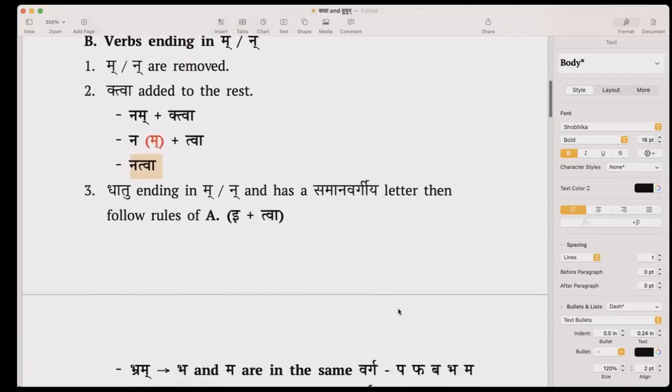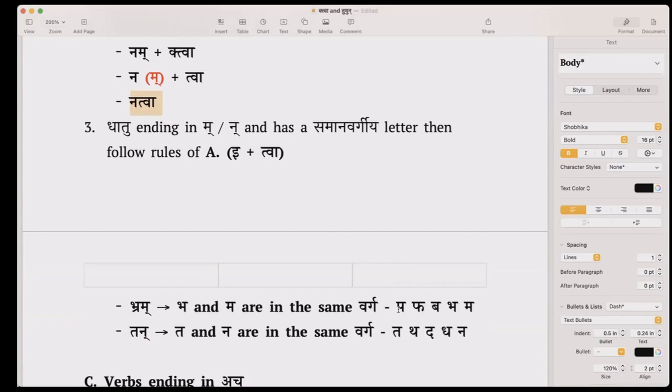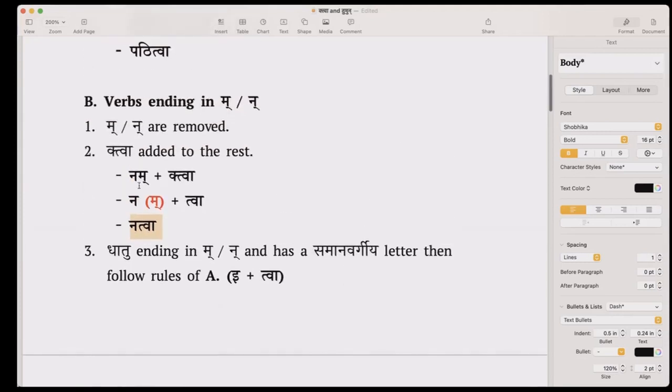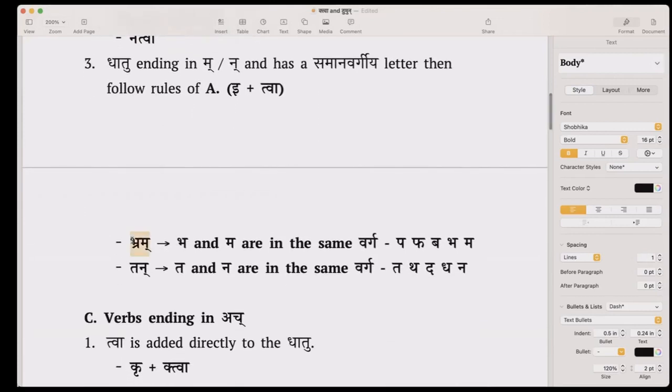Okay, these are some rules which you can follow, but for many things, at this stage, it will come by association. The more you read, the more you practice those words, it'll automatically fall in place for you. But if the same dhatu ends in ma, but let's say the earlier letter is of the same varga, as in pa pha ba bha ma, like for example, brahma. If you have a dhatu brahma, where ma and bha are in the same varga, then you will go back to i, and tva: brahmitva. You don't do bhratva. Here also, ta and na fall in the same varga, so you do tanitva. Okay.